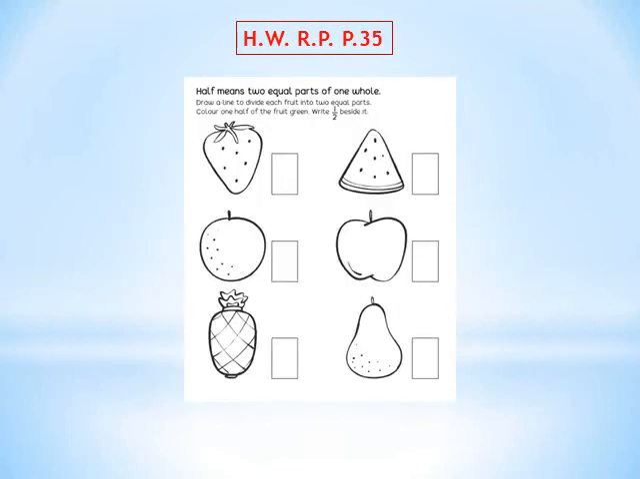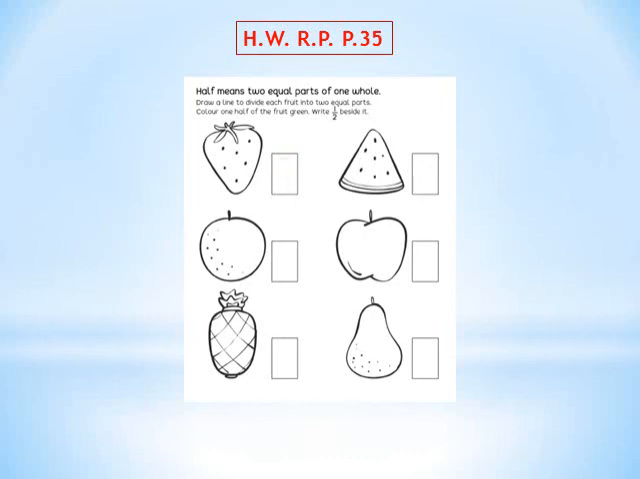Okay, your homework is resource pack, page 35. What do you need to do here? You have here some shapes of fruits. For each one, you will draw a line to divide the fruit into 2 equal parts, 2 halves. And you will color 1 half green. And you will write the fraction here that you colored, it's half.